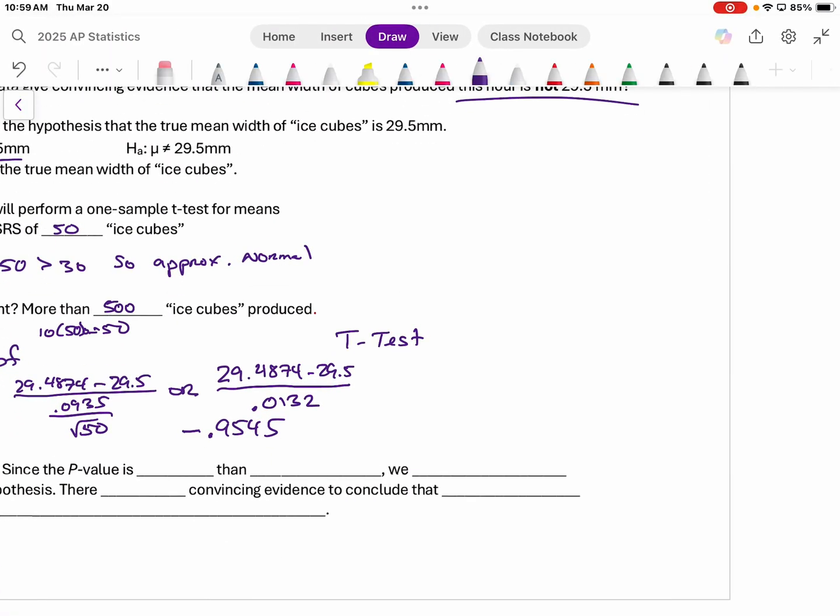Then I go to a tcdf. Since it's a not equal to, we need to do 2 times a tcdf. Since it's negative, I'm going to do negative 100, and then negative 0.9545, and my degrees of freedom is 49. That should give me a p-value. If I type it in exactly like that, it's going to give me a p-value of about 0.3445.